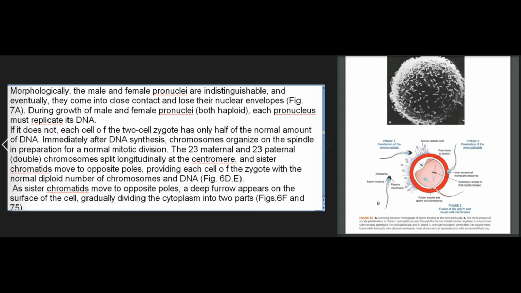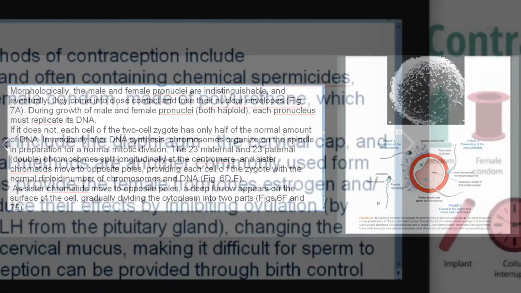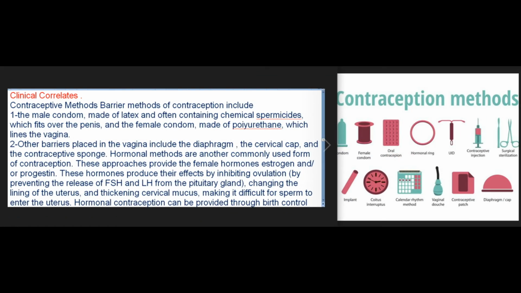As sister chromatids move to opposite poles, a deep furrow appears on the surface of the cell, gradually dividing the cytoplasm into two parts, Figs. 6f and 7b. Clinical correlates.